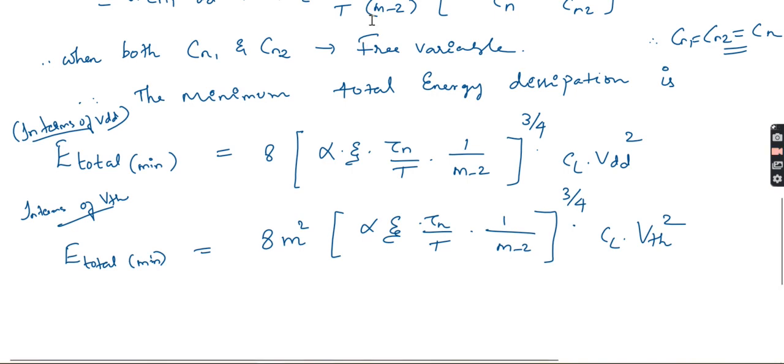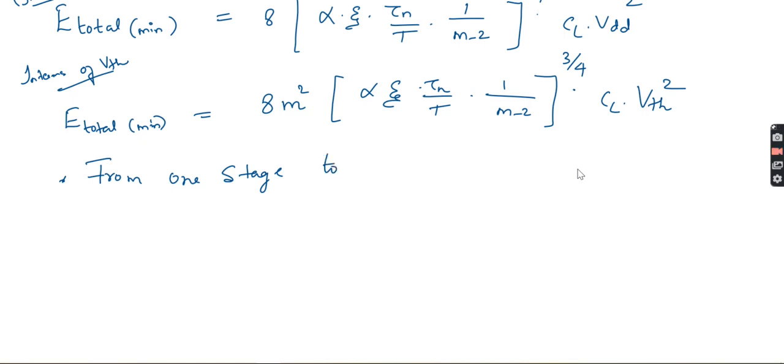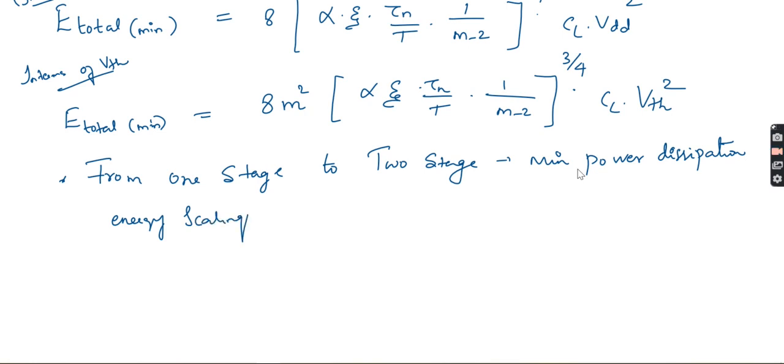Now here we can make some observation, that is, from one stage to the next stage, or one stage to the two stage, the minimum power dissipation, the energy scaling will improve from 1 by root t, that is half, to 1 by t, the cubic root of t.